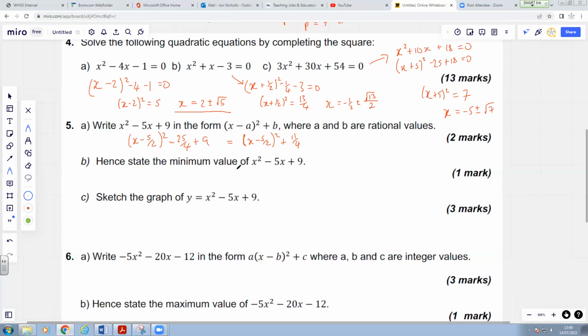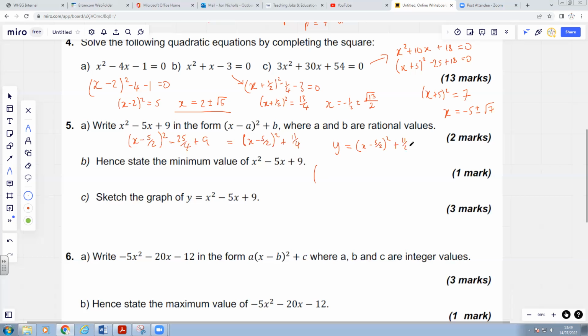And we've written it in that form where a and b are rational values. In other words, there might be fractions. Hence, state the minimum value. Well, a minimum value, and this is the other thing which is nice about completed square form, it occurs where we're trying to minimize. Think of it like this. We're trying to minimize y. We're trying to make y as small as possible. And this answer is strictly 0 or bigger.